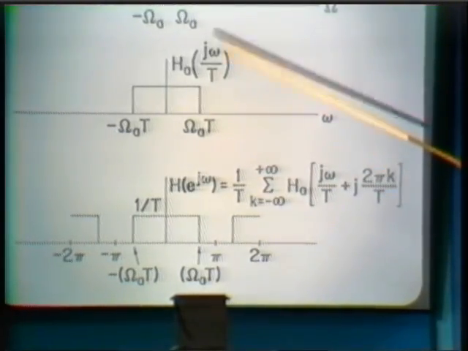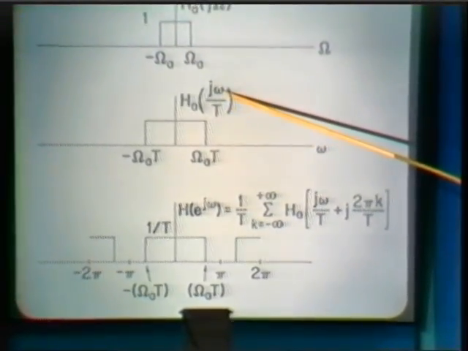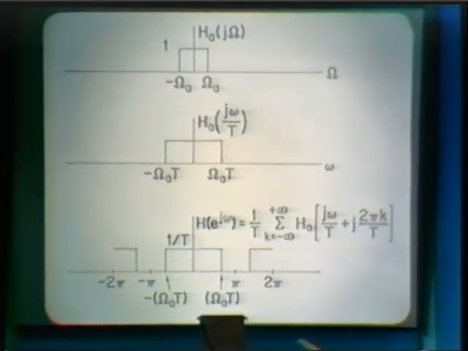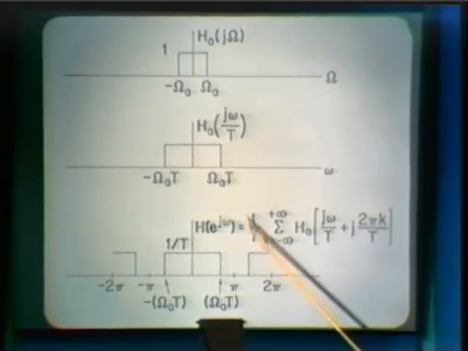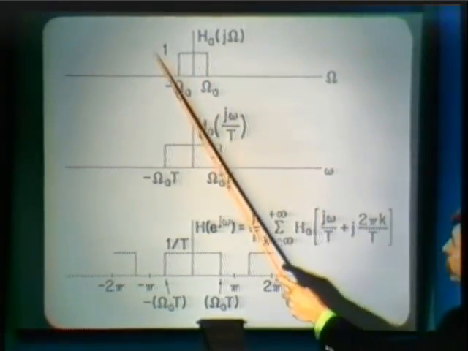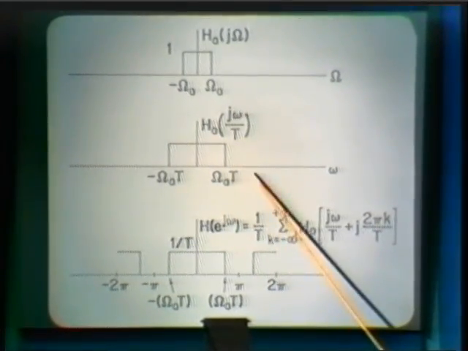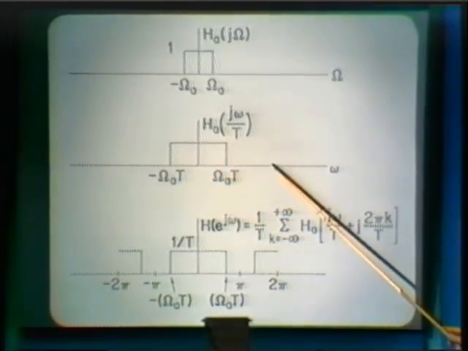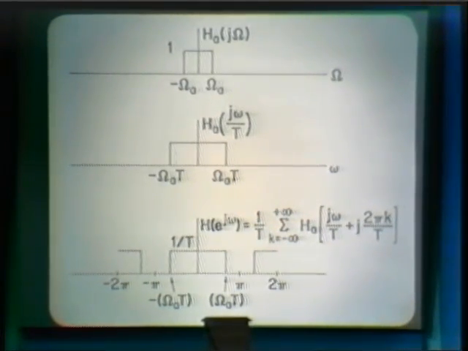But an important aspect of this is that in going from the analog frequency variable to the digital frequency variable, we have a linear scaling in the frequency axis. That doesn't show up particularly for a piecewise constant frequency characteristic as I have here, but generally, if I had some complicated shape, then when I convert to h sub a of j omega over capital T, that basic shape will be preserved, and it will only be distorted by a linear scaling in the frequency axis. And that is an important advantage of the technique of impulse invariance.